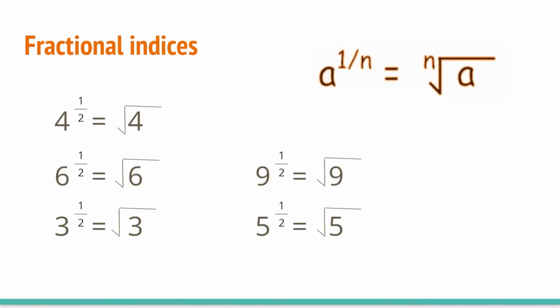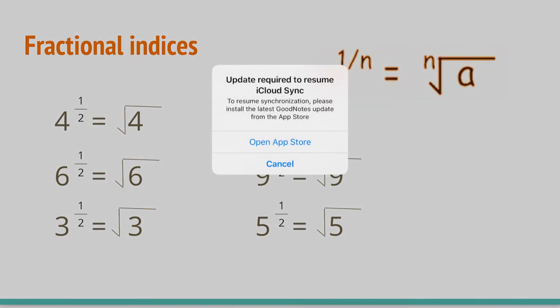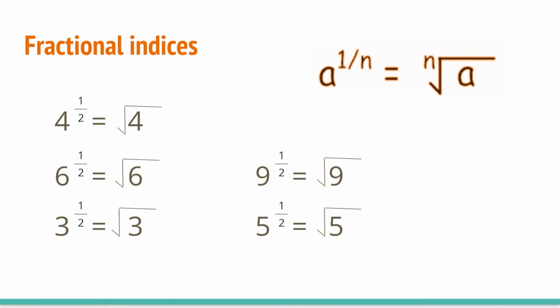The next rule is if I've got a fraction as my indice or as my power. So when I have a fraction, that means that it's the root of that number. So for example, if it was 1/2, it would be square root. If it was 1/3, it would be the third root. If it was 1/4, it would be the fourth root, and so on.